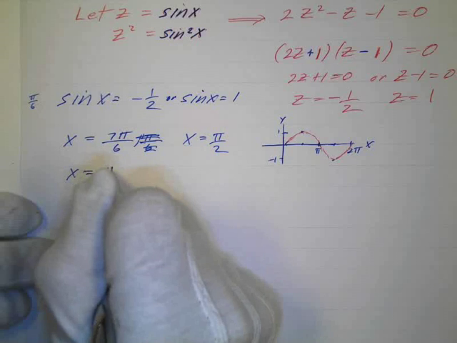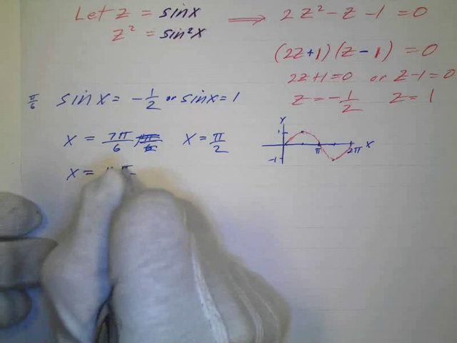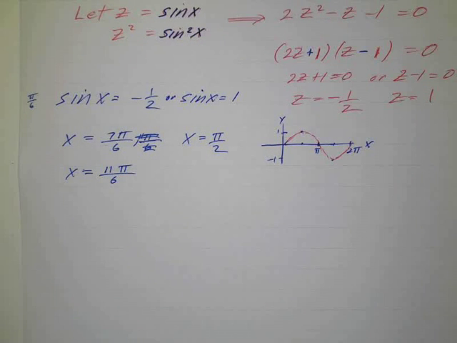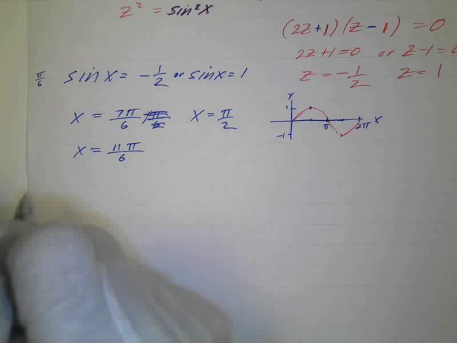7 pi over 6 and x equals 11 pi over 6. That's better. Okay? All right, so that's number 39.